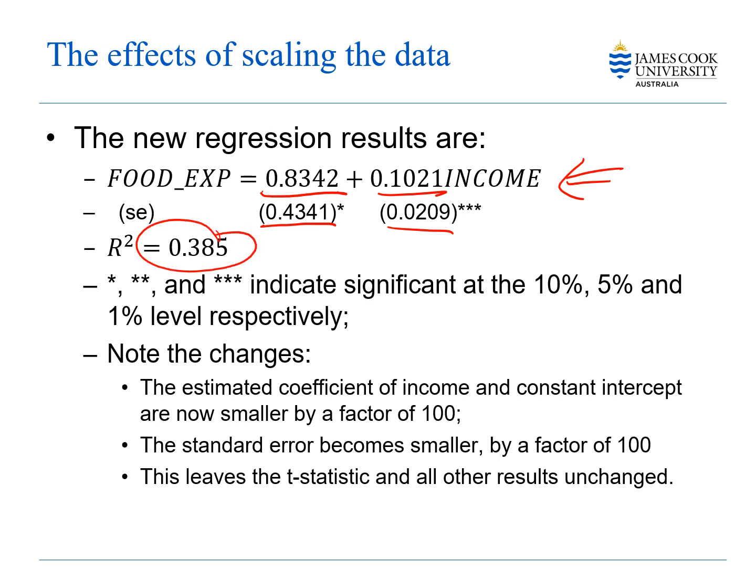So the estimated coefficients of income and the constant intercept are now smaller by a factor of 100. The standard error becomes smaller by the same factor. So this leaves the t-stat and all other results unchanged, including R-squared.